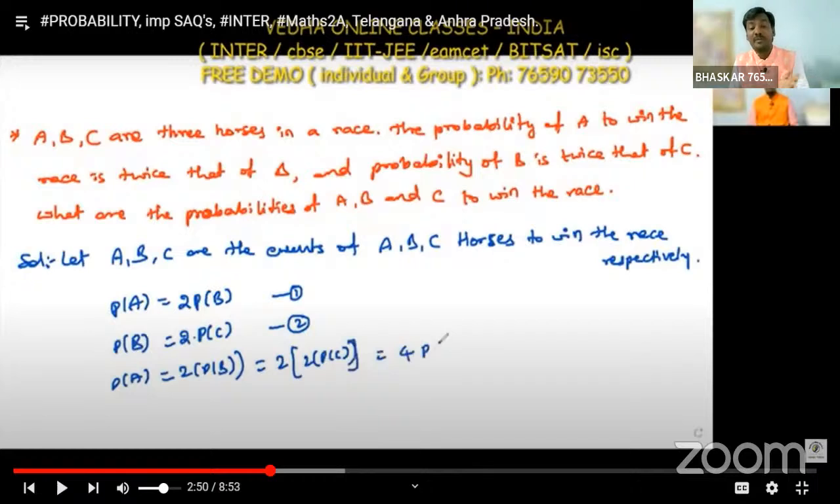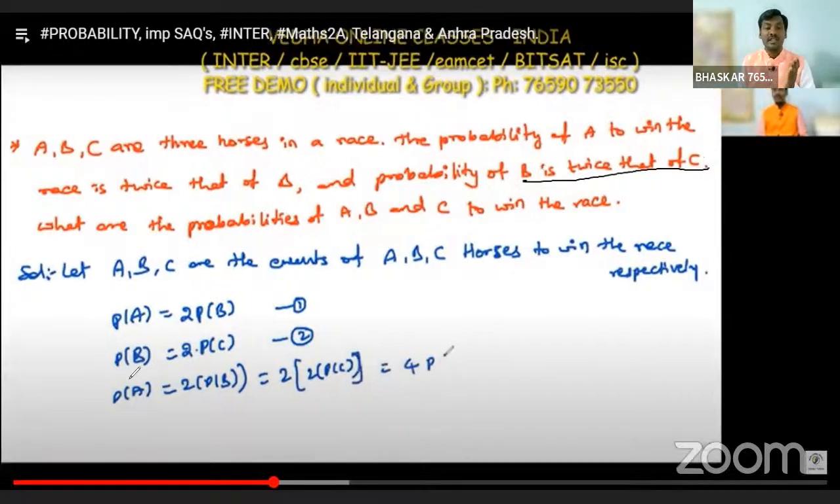Okay, and what about the B winning probability? B is twice that of C. That means probability of B is equal to 2 into probability of C. So when we compare the C and B horses, B's possibility for winning the race is double that of C. That means if we double the probability of C, then we get the probability of B.